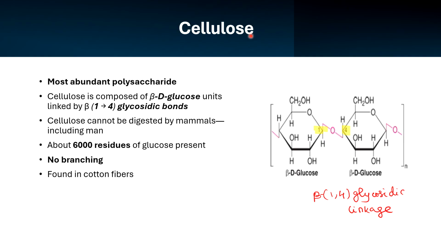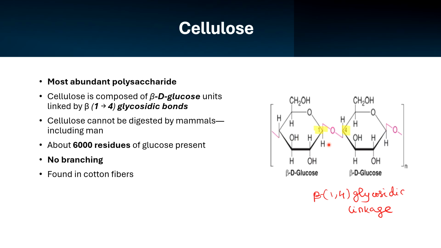Let's look into the structure of cellulose. Cellulose is the most abundant polysaccharide. It is made up of repeating units of beta D glucose. Until now we read all alpha forms. Now cellulose is made up of beta D glucose. What is beta? I already told: if OH is present at the bottom, it is the alpha form. If OH is present at the top, it is the beta form. So here glucose will have OH at the top in the C1 anomer. That's why it is the beta form.